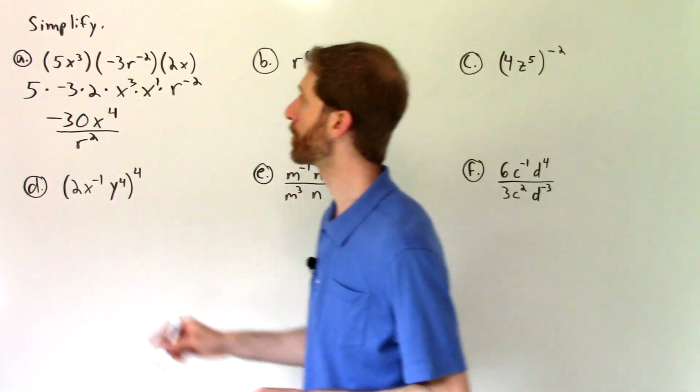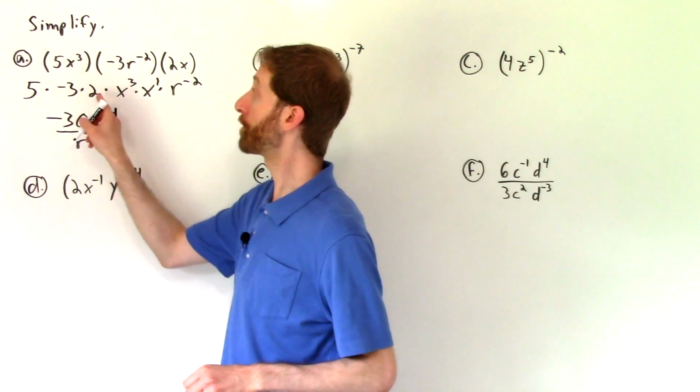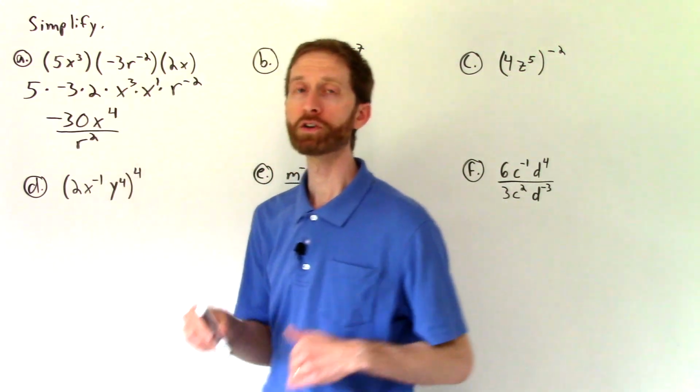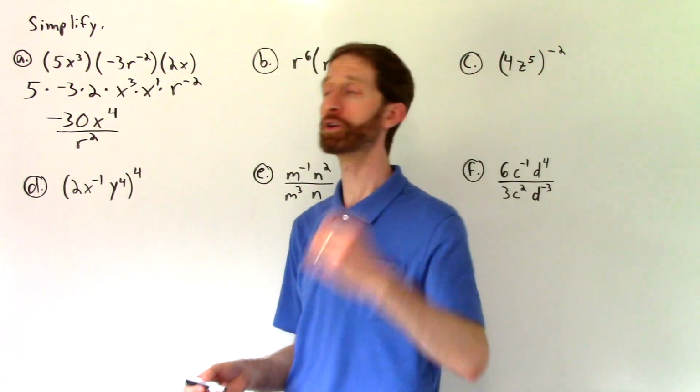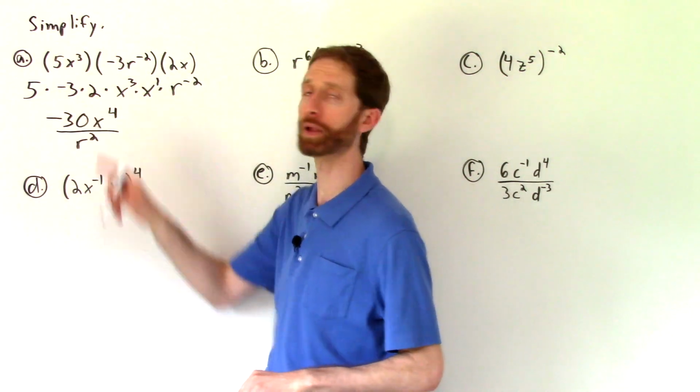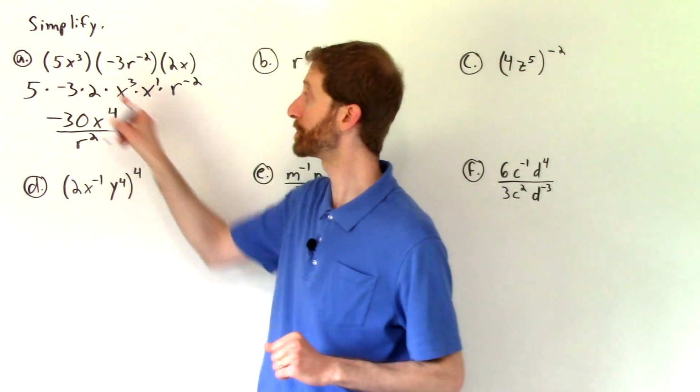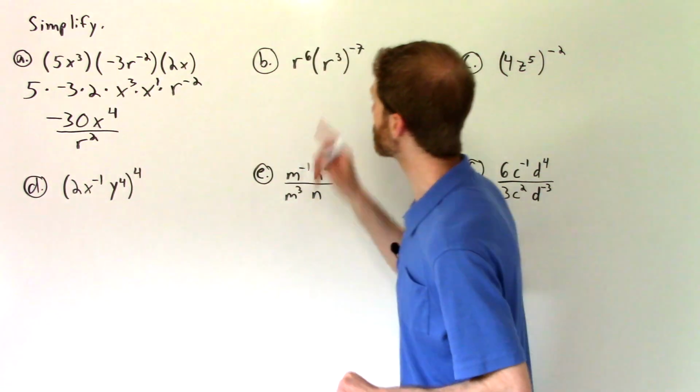One important note here is, when you're multiplying these coefficients, numbers multiplied by variables, don't add them, right? We add exponents when the bases are the same. We are multiplying these. Follow the operation as it's being told to you. All right, let's look at B.